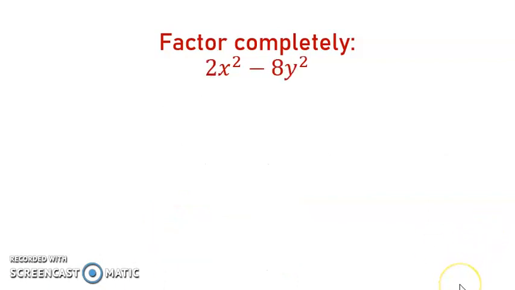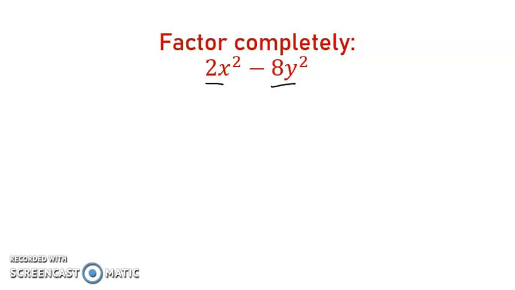Now, let's factor completely 2x squared minus 8y squared. Now, if you have noticed, this polynomial is not a difference of two squares because 2 and 8 are not perfect square numbers. But remember, if we will go back to our general factoring strategy, we need to check first for the greatest common factor of the terms for us to completely factor the given polynomial. So we have 2x squared minus 8y squared. First term is 2x squared, and the last term is 8y squared.